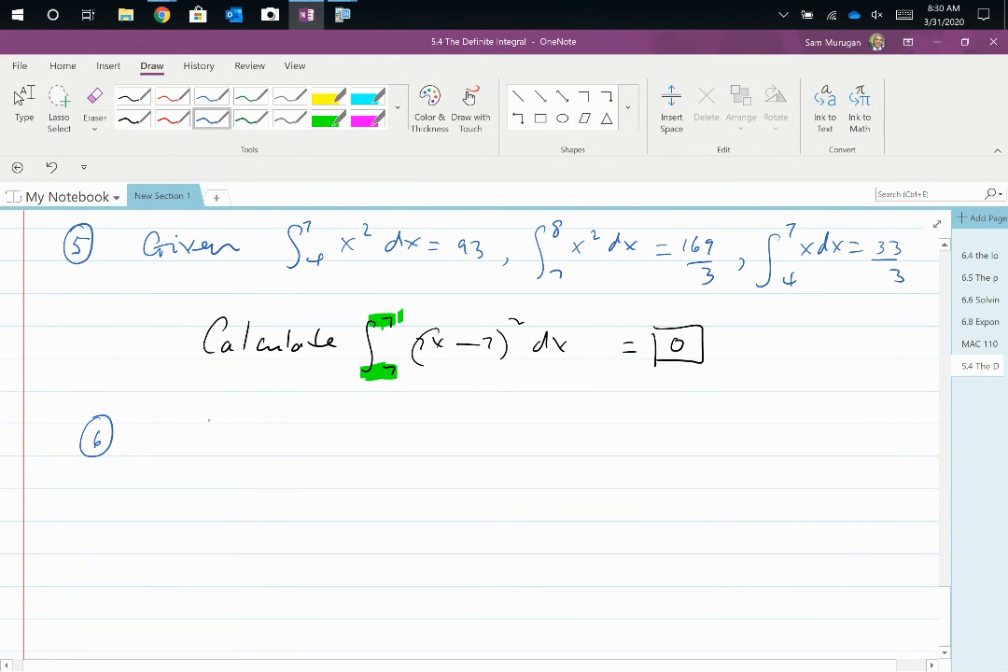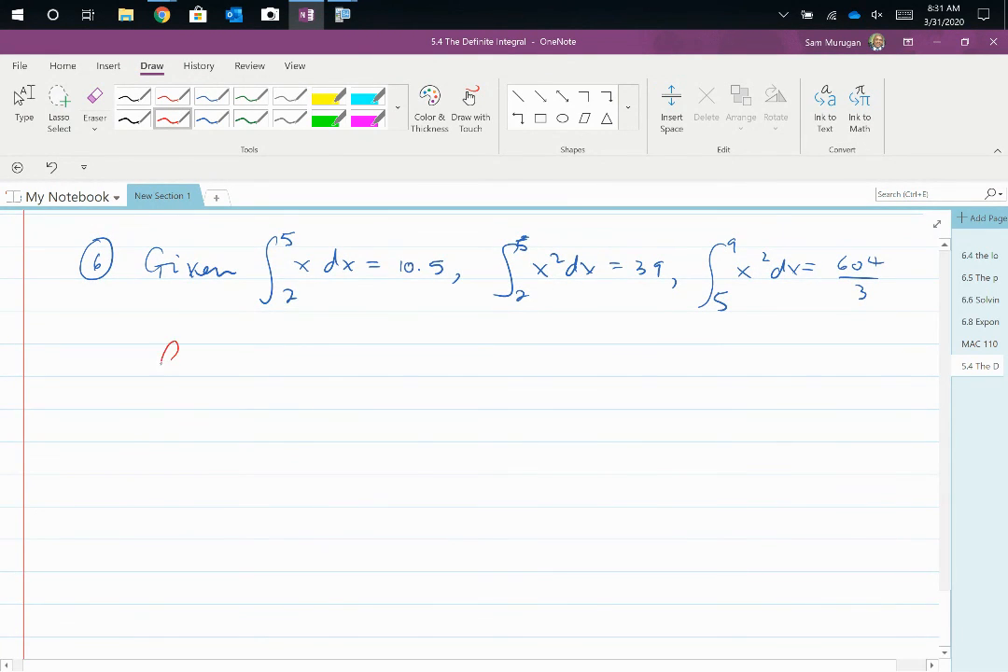And question 6, given the integral between 5 to 2 of x dx is equal to 10.5, the integral from 5 to 2 of x squared dx is equal to 39, and the integral from 9 to 5 of x squared dx is equal to 604 over 3. Calculate the integral from 5 to 9 of x squared dx.